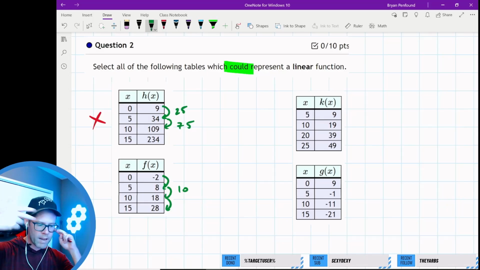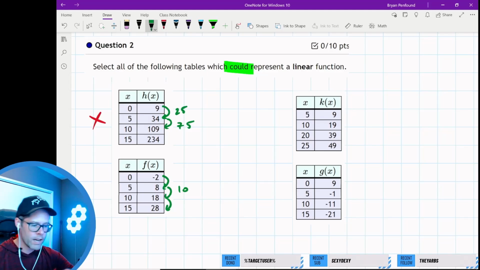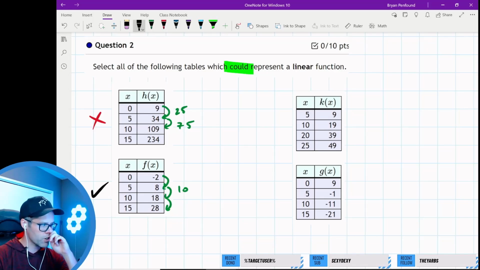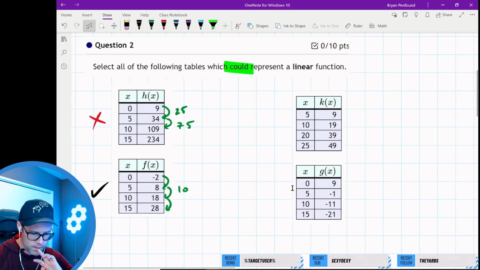Do you see that? From negative 2 to 8 is an increment of 10, and then 8 to 18 is a 10, and then 18 to 28 is also a 10. So this one should be okay. That one should be a linear function, because consistent increments in x give us consistent increments along the y-axis.